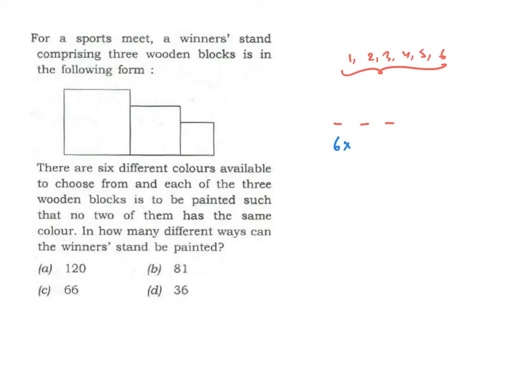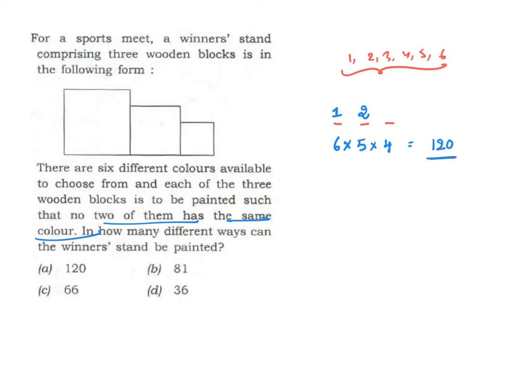Then the second. He says the 3 wooden blocks are to be painted in such a way that no 2 of them have the same color. So suppose you are painting it as color 1, then color 1 should not be used again. So you have to choose a color from the remaining 5. So it has to be 5. Let's say you have painted it as color 2. Now color 1 is gone, color 2 is also gone. So you have only 4 colors left now. So 6 into 5 into 4. Therefore you can do it in 120 different ways.